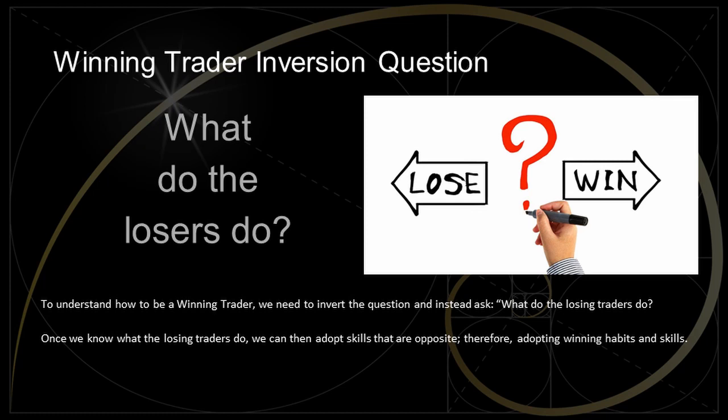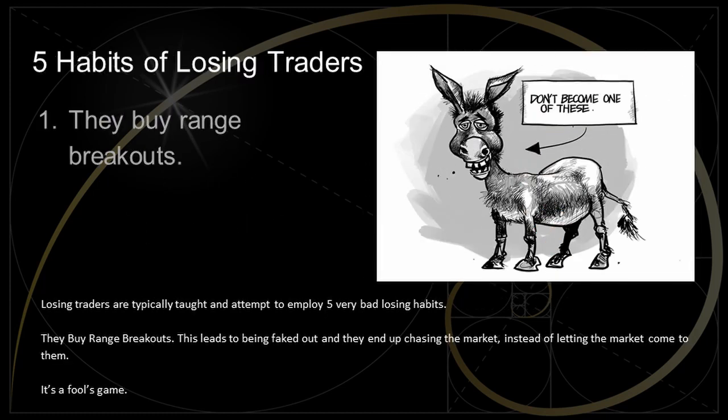To understand how to be a winning trader, we need to invert the question and instead ask, what do the losing traders do? Once we know what the losing traders do, we can then adopt skills that are opposite, therefore adopting a winning habit instead of a losing habit, and winning skills instead of losing skills. Losing traders are typically taught to attempt to employ 5 very bad losing habits.